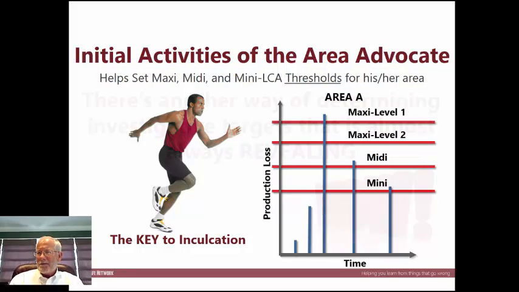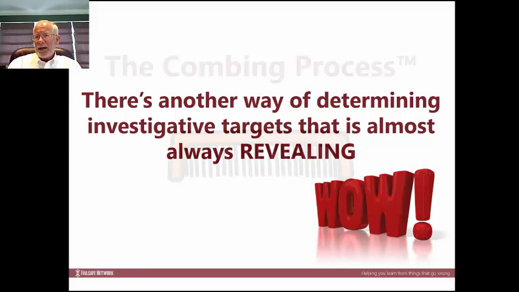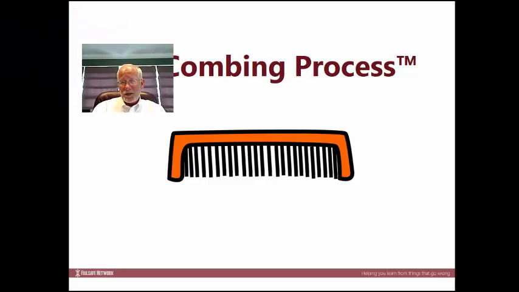But there's another way. There's another way of determining investigative targets that is almost always revealing, and it almost always gets a wow from the people who do it. And that other way is called the combing process, a process that was developed by Failsafe in the 1980s that we've used on many processes.